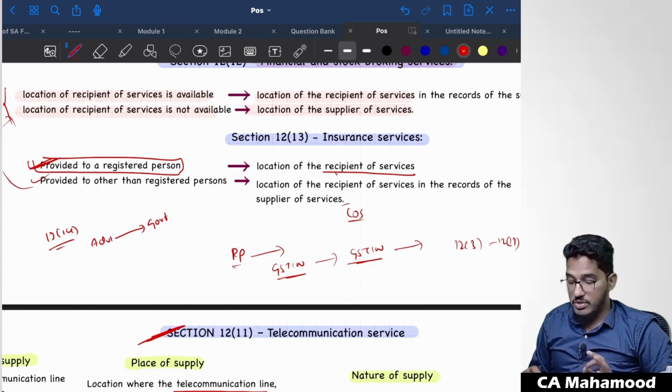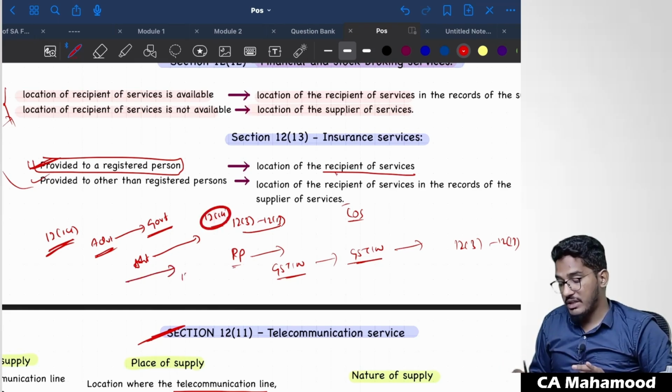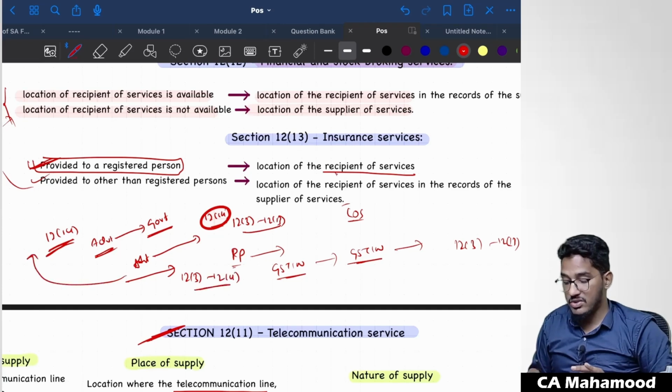You have to be very careful. 12 subsection 14 is talking about only advertisement services provided to government. If advertisement services are provided to anybody else, then it will not get covered under 12 subsection 14. And if you pay close attention, from 12 subsection 3 till 12 subsection 13 also, we did not see advertisement services anywhere. If advertisement services are provided to anybody else, it will not get covered anywhere from 12 subsection 3 to 12 subsection 14. Then it will be covered under the general clause or residuary clause of 12 subsection 2.